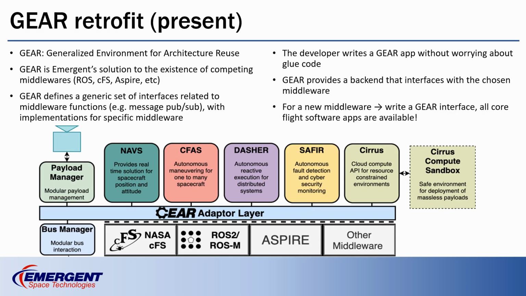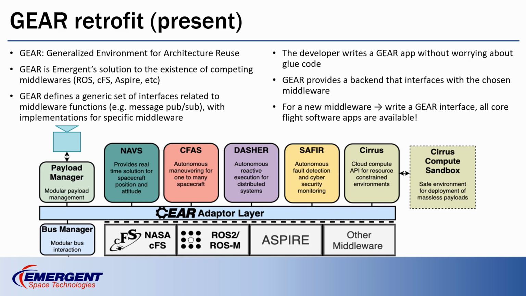Currently, we're in the process of converting DASHER to use Emergent's Gear architecture. Gear is the topic of another talk in this workshop, so I'll only cover it briefly. There are different middlewares, such as CFS and ROS. They all have different APIs, and they're all used on different platforms, different missions. Typically, the middleware is not up to us as the software provider.